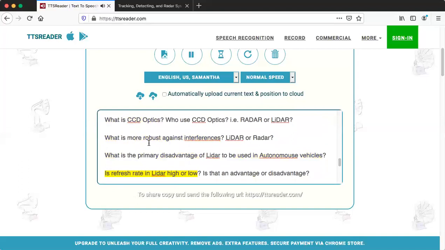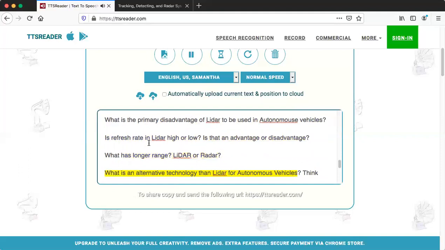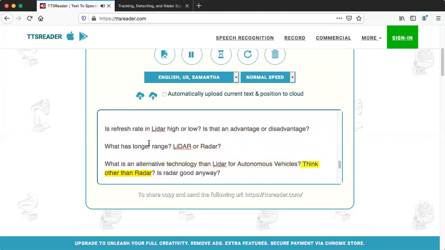Is refresh rate in LiDAR high or low? Is that an advantage or disadvantage? What has longer range? LiDAR or radar? What is an alternative technology than LiDAR for autonomous vehicles? Think other than radar. Is radar good anyway?